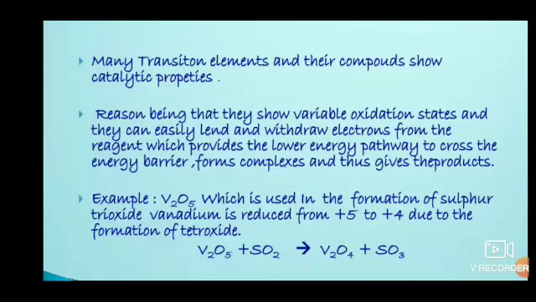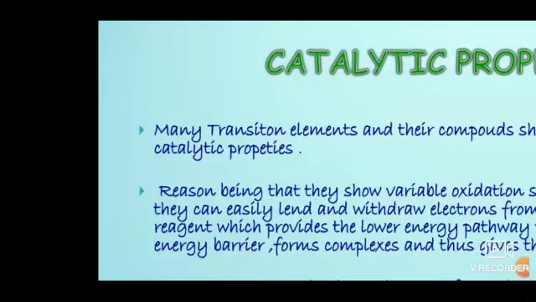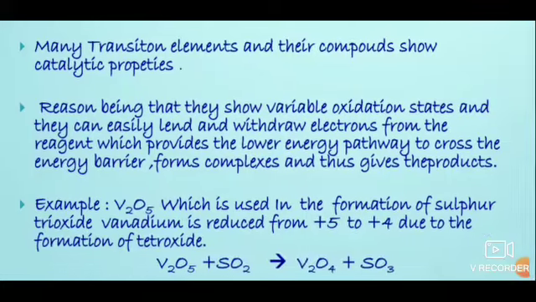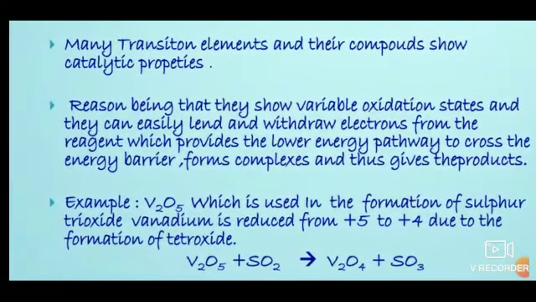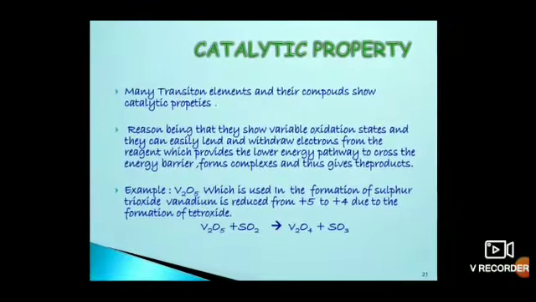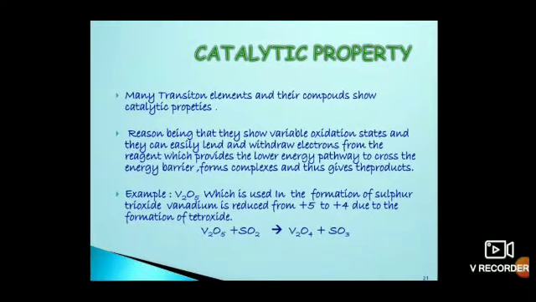Also, the concentration of the reactant molecules increases at this point. They form complexes and thus give the products. So because of these variable oxidation states, they can easily withdraw and lend electrons to the reagent, which provides a lower energy pathway to cross the energy barrier to give the products. For example, V2O5, which is used in the formation of sulfur trioxide, vanadium is reduced from +5 oxidation state to +4 due to the formation of tetroxide. And a few more examples we can see from the next slide.